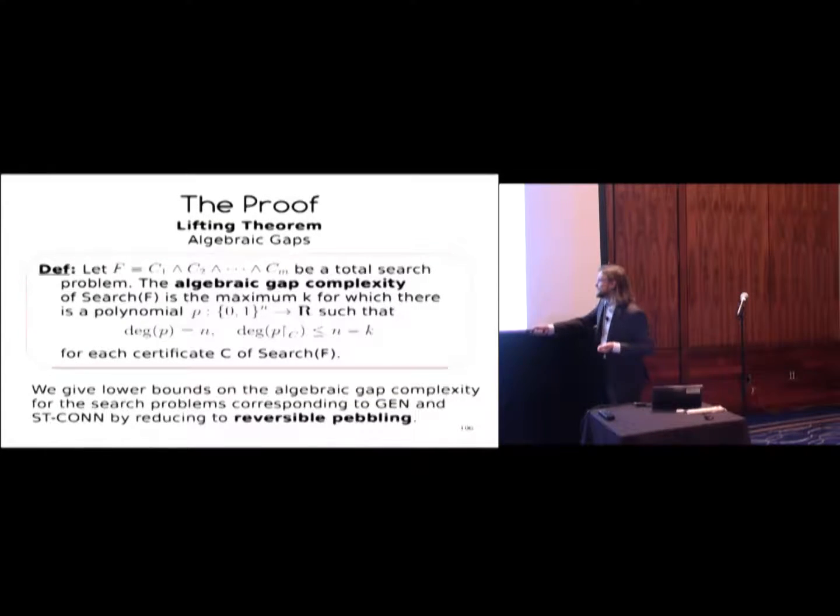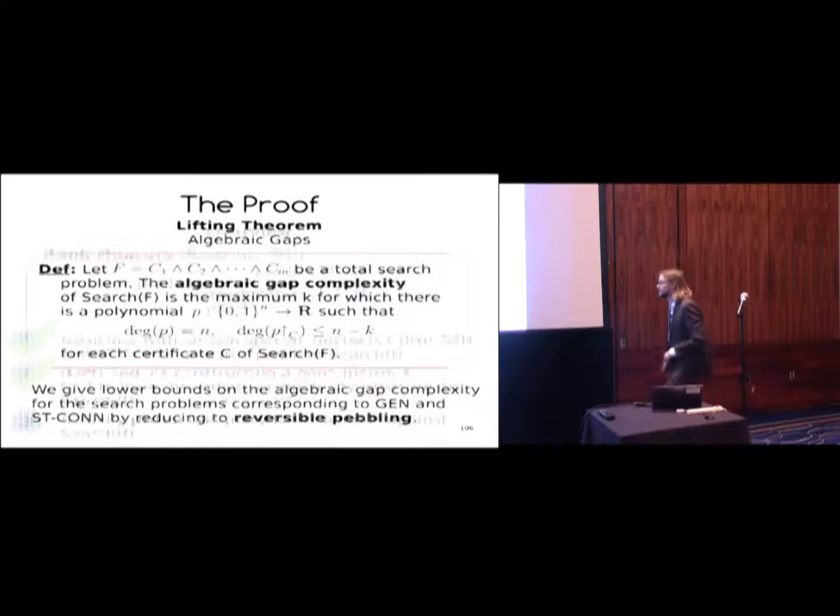So we can show, say, for ST connectivity, you can always find the right gap. There is a polynomial for which the gap is log n, and in fact that's the best you can do. And for Gen, if you start with a graph with high reversible pebbling number, then the gap is going to be exactly the pebbling number. And the nice thing is that for Gen, we can actually get graphs with basically linear reversible pebbling. So this gives us our exponential lower bound.